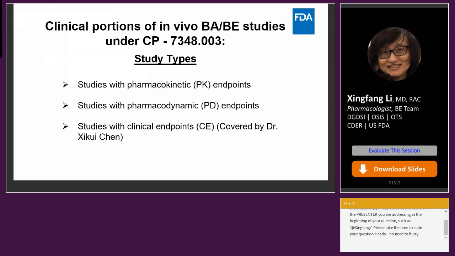For the clinical portion of the in vivo BA/BE study, there are several different types: studies with pharmacokinetic endpoints, studies with pharmacodynamic endpoints, and studies with clinical endpoints. For this type of study, our colleague Dr. Xikui Chen will have a presentation today after this.